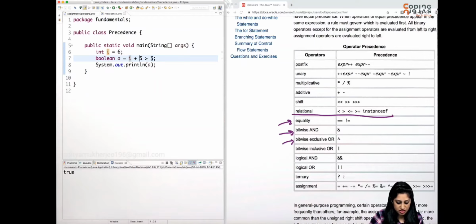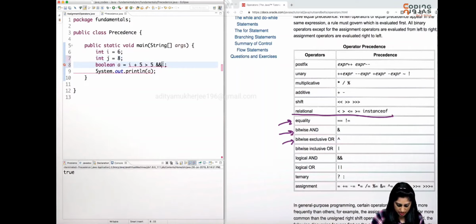And in fact, let me change it this way as well. Maybe let's have j as 6 or 8, and then have something like this, j > 6. So the and will be operated at the end. First of all, this will happen, then this comparison will happen, right, and then this is going to happen. So this is a sequence. Precedence will tell you which operator will be performed first, which operator will be performed next.